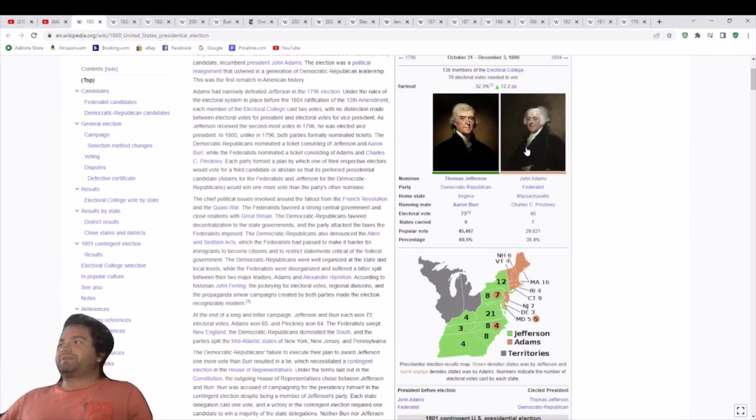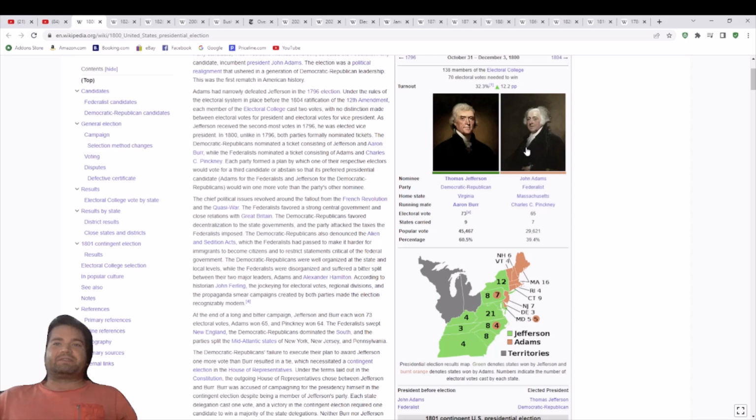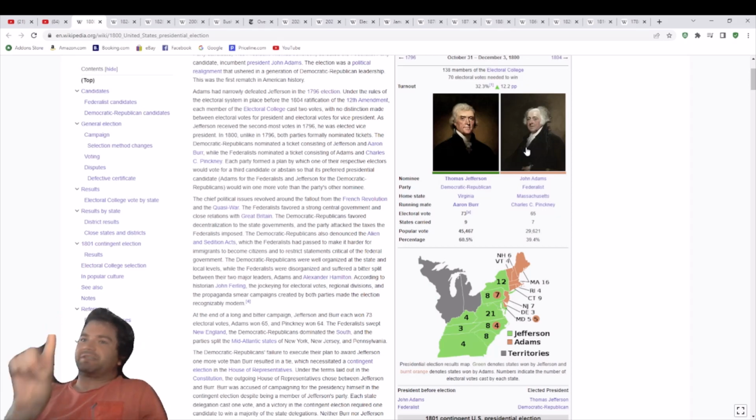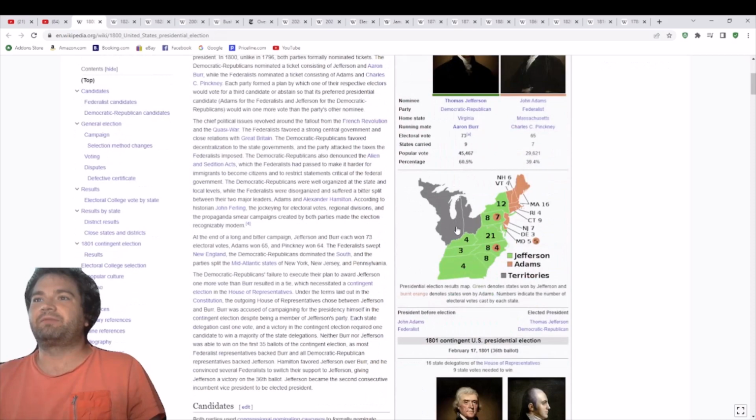The first 2 elections involve something that could still happen whenever there's not a majority of people who get the electoral college. It goes to the House. And the House of Representatives decides state by state. Each state just gets 1 vote. That's what's called a contingent election. And it's usually right underneath, on the Wikipedia page, right under the regular election.